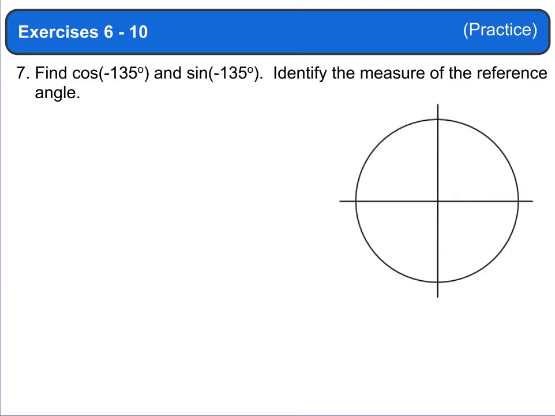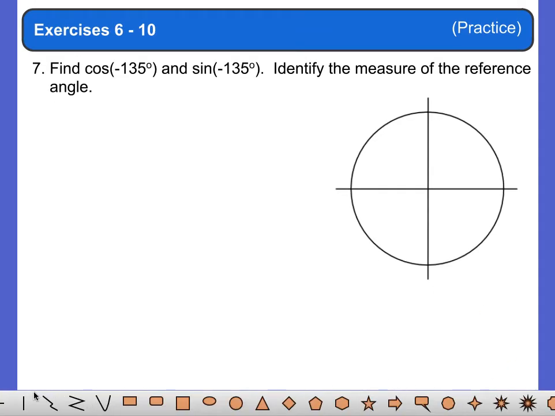If we did negative 135, so if we looked at that, my initial ray would be right here. My terminal ray would be here. And since it's negative, I'll go clockwise. So this is like negative 90. This is negative 180. So it means negative 135 would be nestled right in the middle.